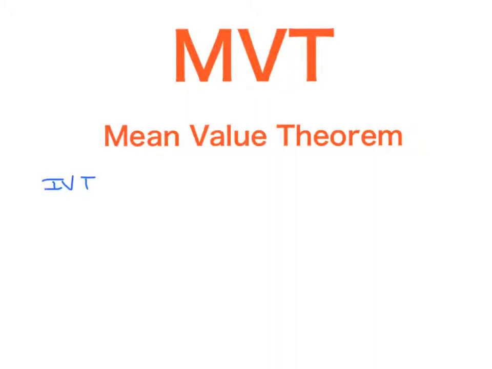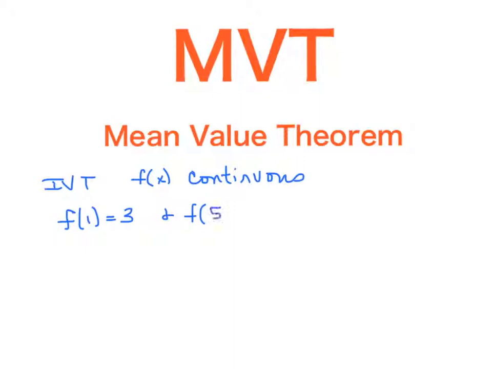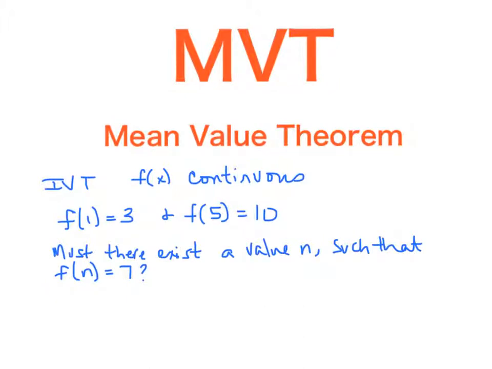First of all, a function had to be continuous in order to use the intermediate value theorem. Then we said, for example, if I had f of 1 equal to 3 and f of 5 equal to 10, a question might come up that said, must there exist a value n such that f of n equals 7? And what I had you look at was the outputs.